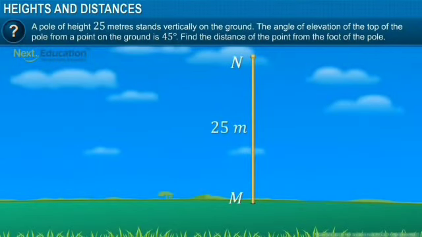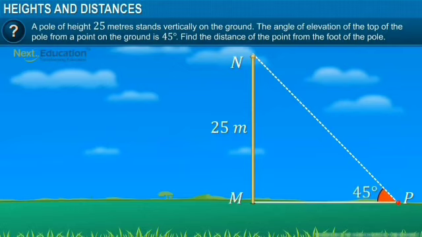Let MN represent a pole, and the point from which the top of the pole is observed is P. The angle of elevation from the point P to the top of the pole is 45 degrees. We need to get the distance from the point P to the foot of the pole M. We can observe that triangle PNM is a right-angled triangle.